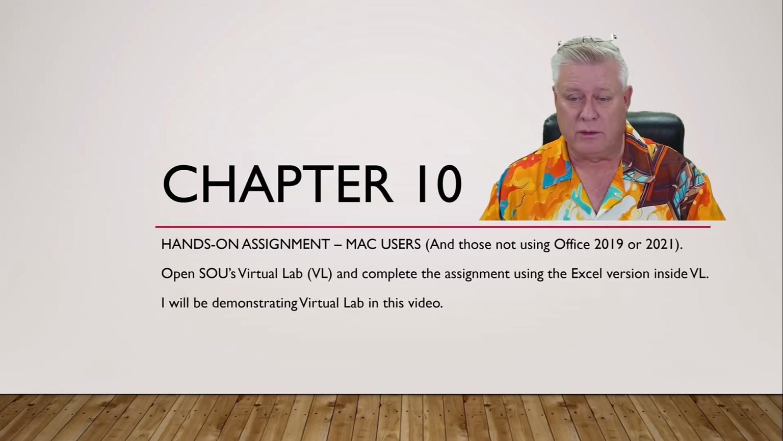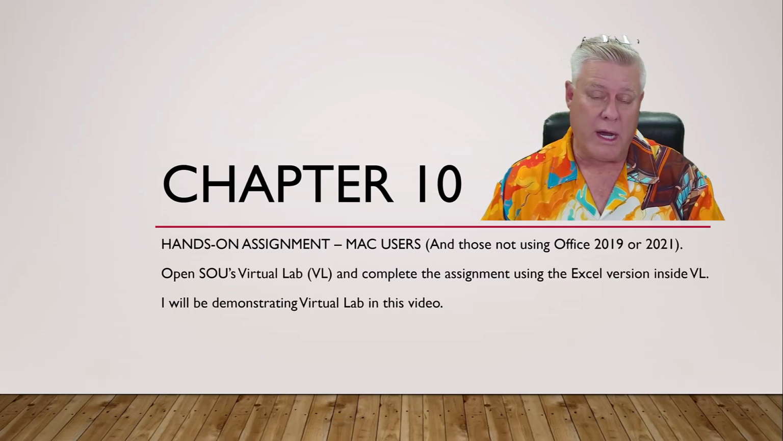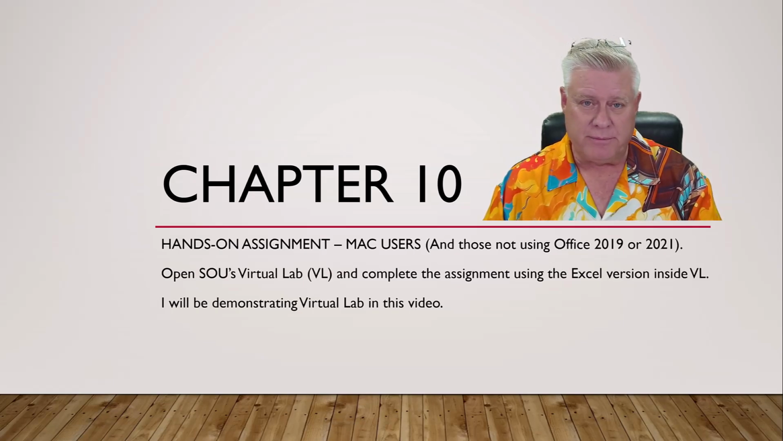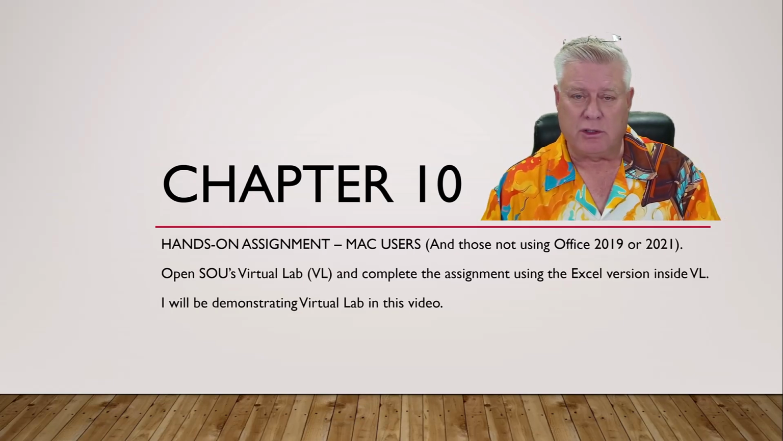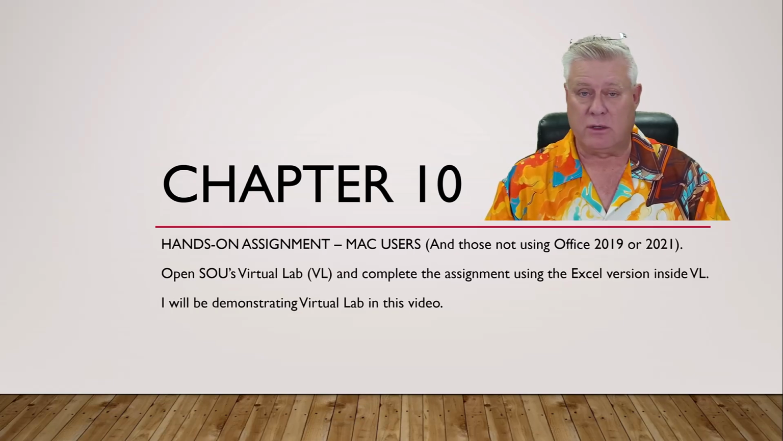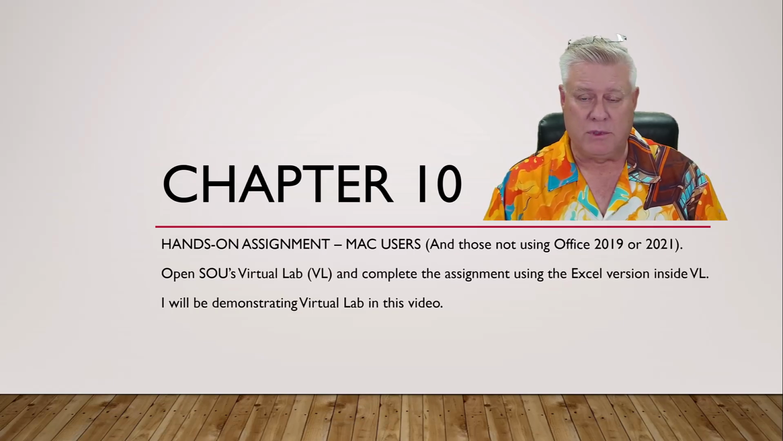In this chapter, we're going to be using Virtual Lab. Why? Well, there are just some things that cannot be done on your Mac. And I know you guys love your Macs, but not for Excel. I'm going to use it on a PC, so if you don't have 2019 or 2021 installed on your computer, or you find that some of the functionality doesn't work, log into Virtual Lab, just like I'm doing, and complete your work.